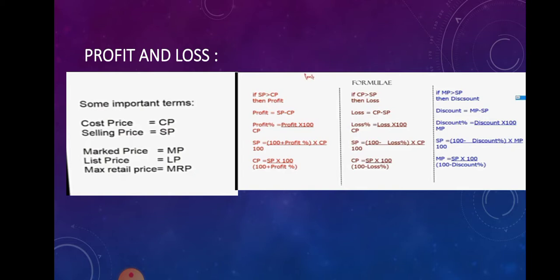And next is loss. How do we get loss? If we buy something and sell it at a lower price, the cost price is greater than the selling price. We buy for more and sell for less, then it is loss. So we find loss as cost price minus selling price. Similarly, loss percent is loss by CP into 100%.